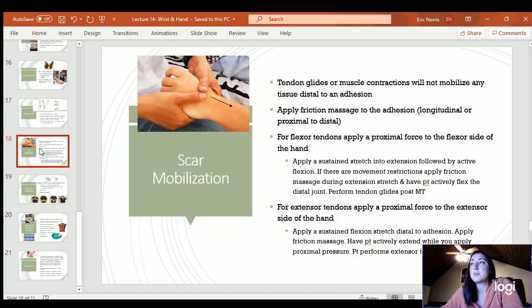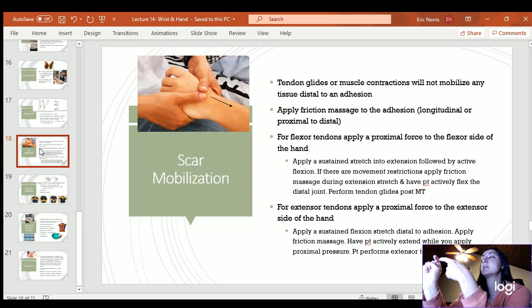All right, so scar mobilization. If you have an adhesion, then anything distal to that adhesion will not move. So if you're trying to pull your hand down into a fist and there's an adhesion right here, then this portion will stay straight and everything else will bend. So that finger would stay straight like that if there's an adhesion below the distal interphalangeal joint, the DIP joint. If there's an adhesion below here, the whole finger would stay straight as everything else bent.